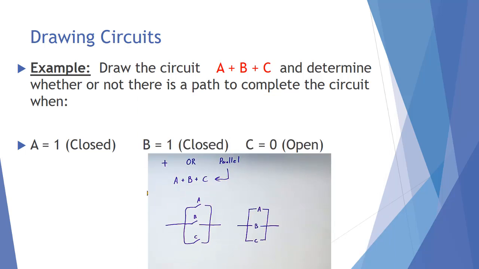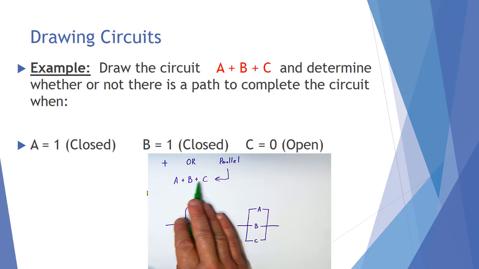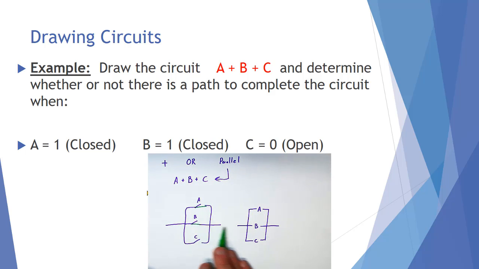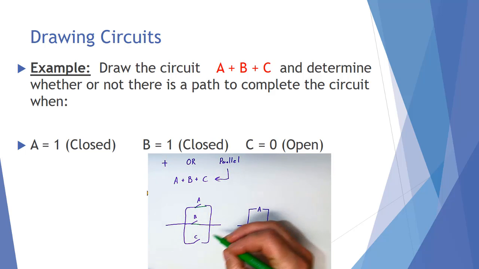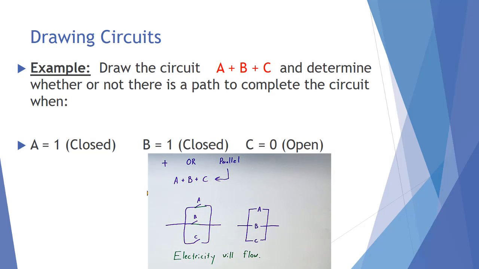And we're done. Now let's determine whether or not there's a path to complete the circuit when A is closed, B is closed, and C is open. Well, you can see pretty clearly that if we close path A and close path B, but leave C open, yeah, electricity will easily flow through A and B, and in fact, we don't need both of them to be closed. The whole point of the OR operator or Boolean addition is it only takes one to provide a path. And so we can conclude that under the given conditions, electricity will flow.